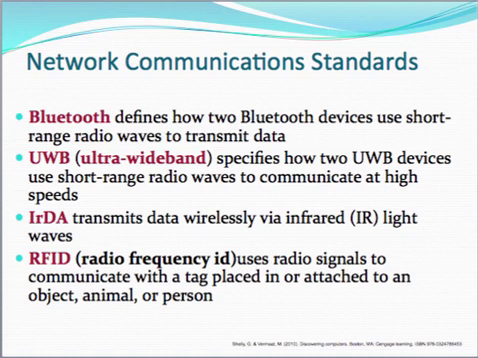Network communication standards. Bluetooth, we all have used that, or most of us, defines how two Bluetooth devices use short-range radio waves to transmit data. UWB specifies how two UWB devices use short-range radio waves to communicate at high speeds. IrDA transmits data wirelessly via infrared light waves. RFID uses radio signals to communicate with a tag placed in or attached to an object, animal, person, or a book, for example.